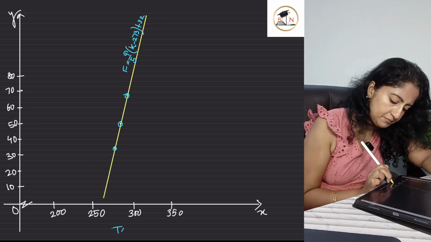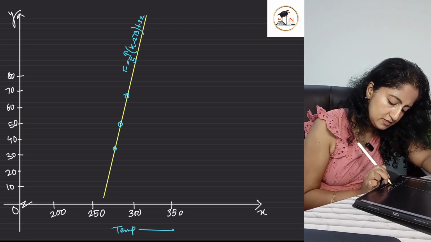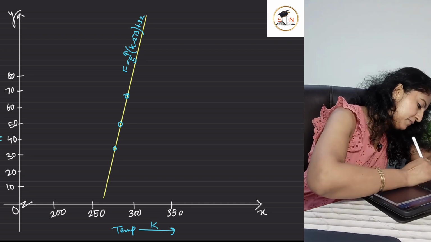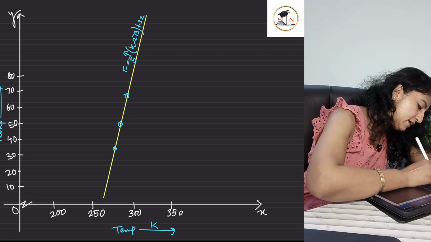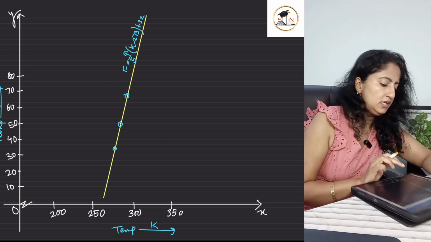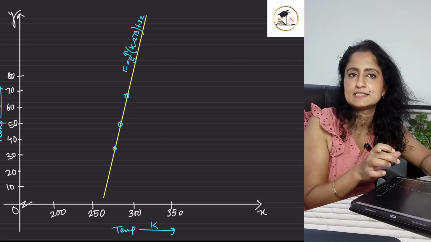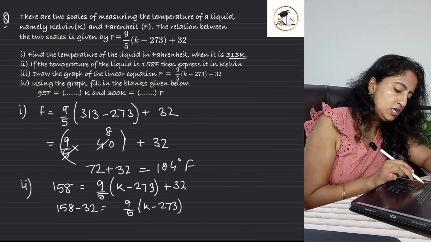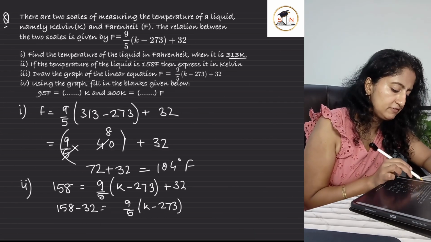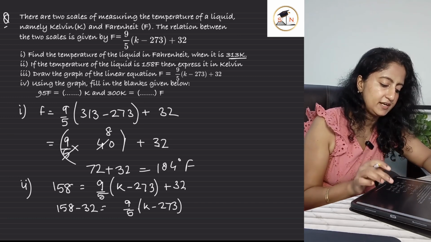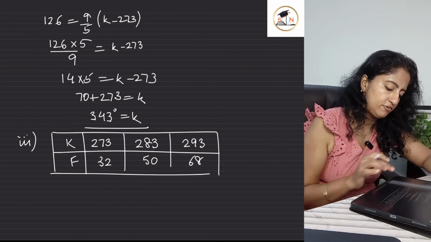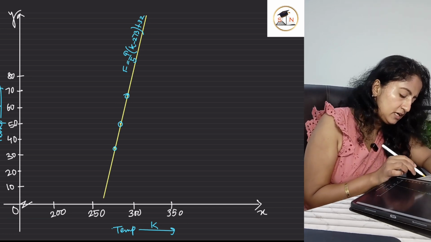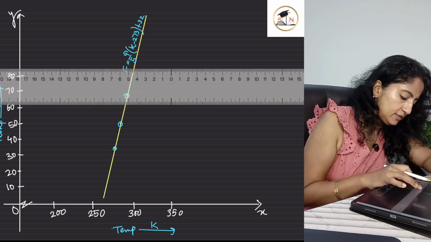We have temperature in K on the x-axis and temperature in F on the y-axis. It is necessary to mark that. Now, there was another part to the question. Using the graph, fill in the blanks given below. 95 degree Fahrenheit, in what? For Kelvin. 95 degree Fahrenheit means they are talking about now 95.